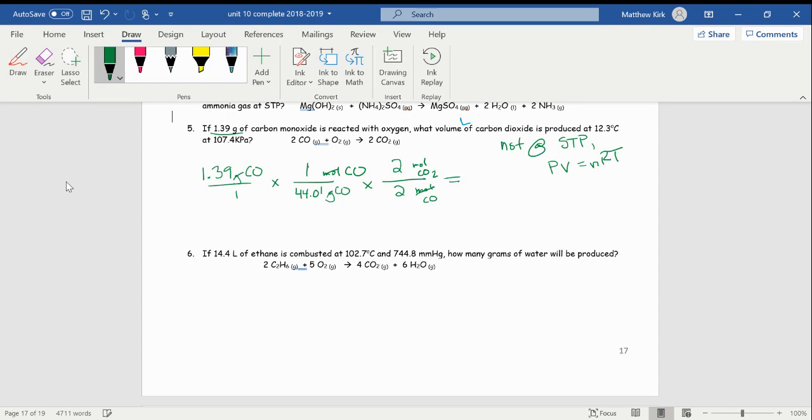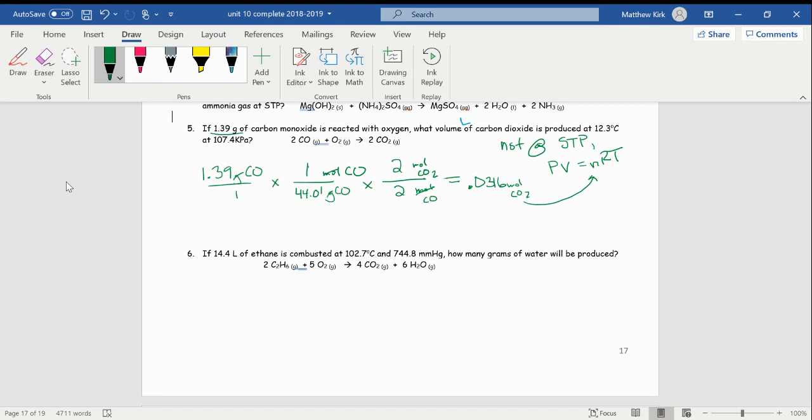So I would stop with my stoichiometry, and I would do the math, 1.39 divided by 44.01, and I would have 0.0316 moles of CO2, which I would then plug into PIVNERT as moles, along with my pressure and temperature, and solve for volume. So again, when we're not at STP, we're going to have to use the ideal gas law, PIVNERT, to change between moles and volume.